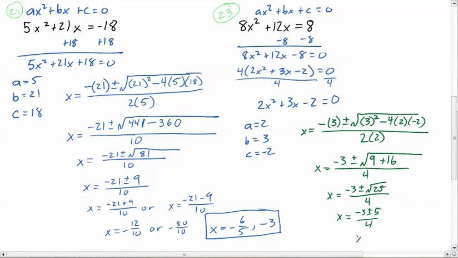So let's see if we can do this in our head now. We're getting smarter. Negative 3 plus 5 is 2 over 4. 2 over 4 is 1/2. All right, negative 3 minus 5 is negative 8 divided by 4. Negative 8 divided by 4 is negative 2. There you go. Those are your answers. We are done.